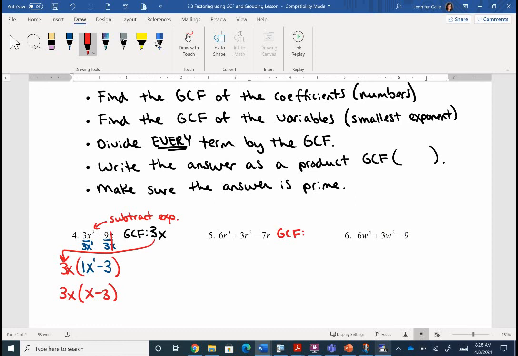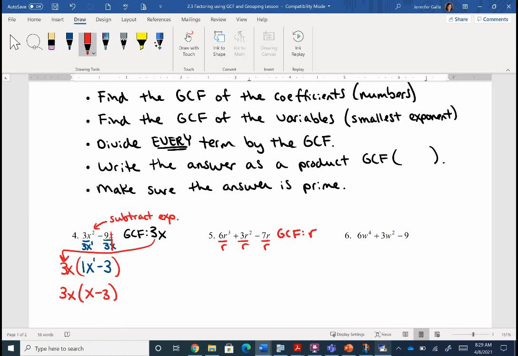Does every term have the same variable? Yes. I have to use the smallest exponent because not every term has an r to the third. It doesn't have 3 r's. So I have to use the smallest. Step 3 says divide every term by the GCF. And in this case, it just happens to be an r, and that's okay. You might not always have a number to divide by. That's okay.